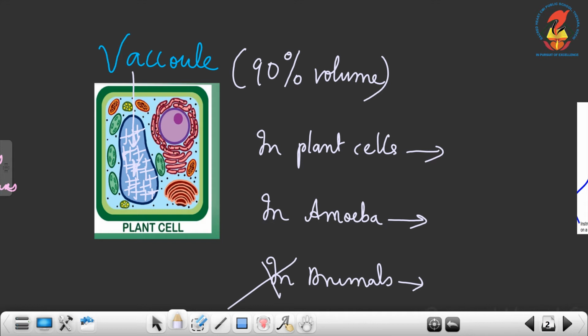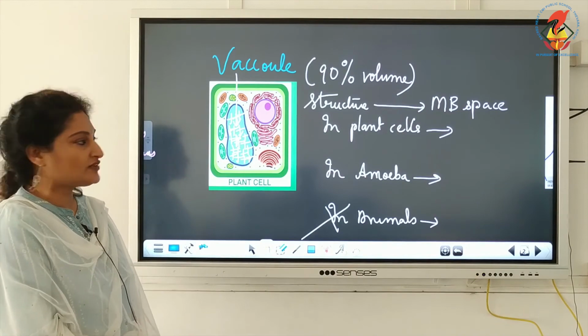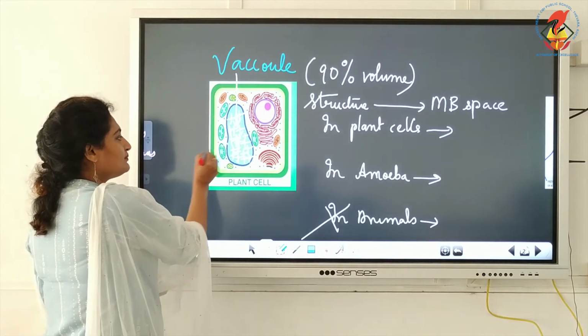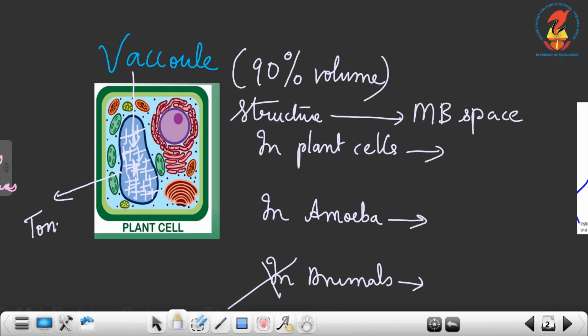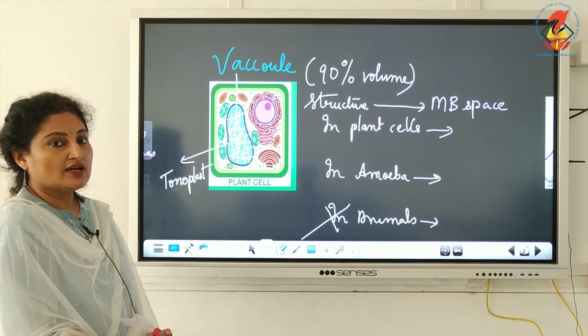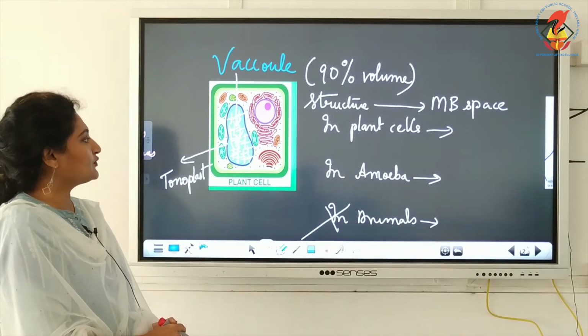Okay. So, once again, describing the structure of a vacuole. A vacuole can be described as a membrane bound space. It's just a space. So, what is a vacuole? It's a membrane bound space. So, definitely there should be a membrane. See this blue color? That's a membrane, and this membrane is called tonoplast. This tonoplast is very unique. It has a unique property of allowing ions to get collected in the vacuole.